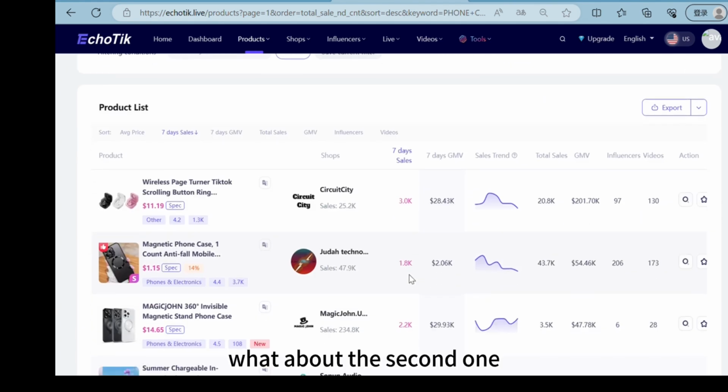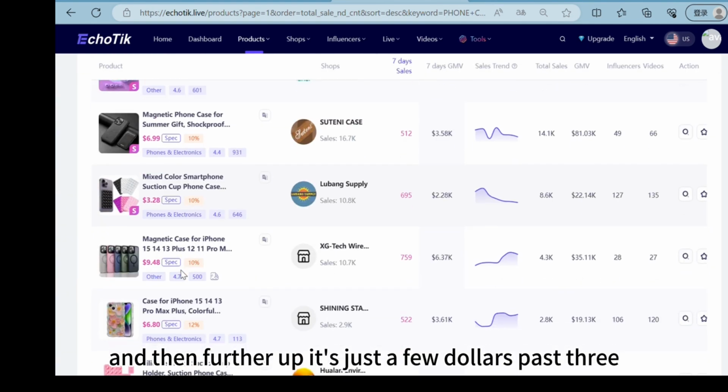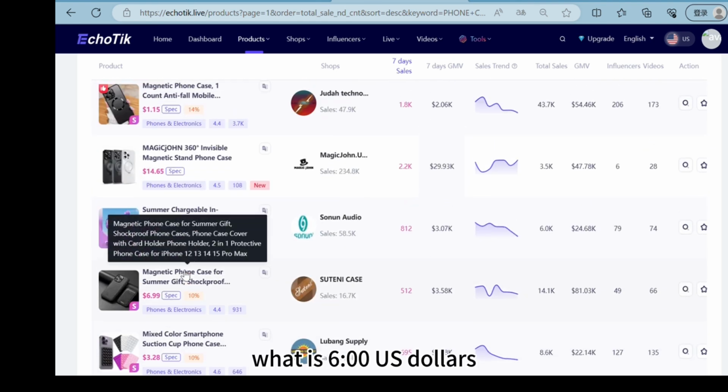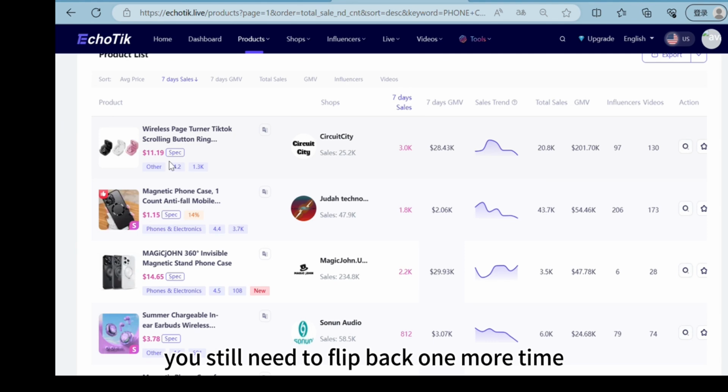What about the second one? Check the unit price. The best-selling unit price now is $0.89. And then further up, it's just a few dollars past 3. What is $6 US? There won't be any further progress. You still need to flip back one more time.